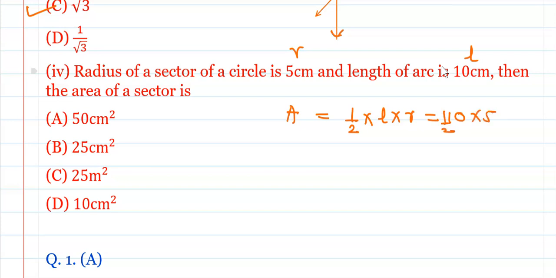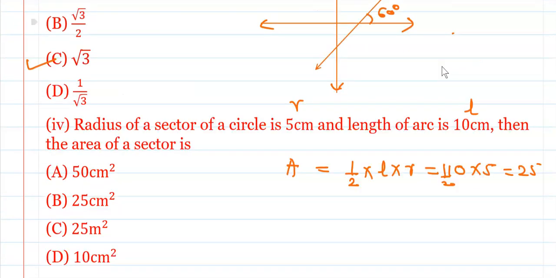Okay. And that is 1 upon 2, 10 into 5. Okay. You will get here 25. इथे युनिट काय वापरलंय तर सेंटीमीटर. Therefore the 25 centimeter square. म्हणून इथे चुकवण्यासाठी मीटर स्क्वेअर पण दिले. Okay. Here the option B is the correct one.